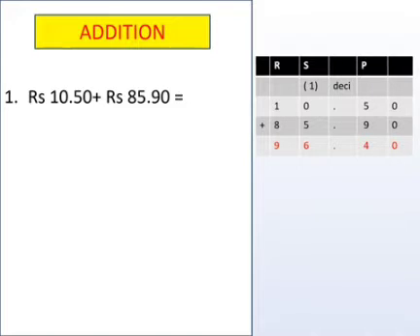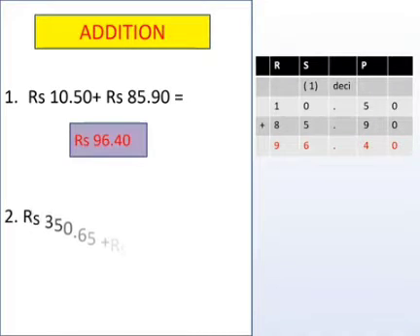5 plus 9 is 14, 4 and 1 carry. 1 plus 5 is 6. 1 plus 8 is 9. And you should also notice that in the place of decimal, I have placed the decimal point there itself. Okay. So what is the answer? It is 96 rupees 40 paise.